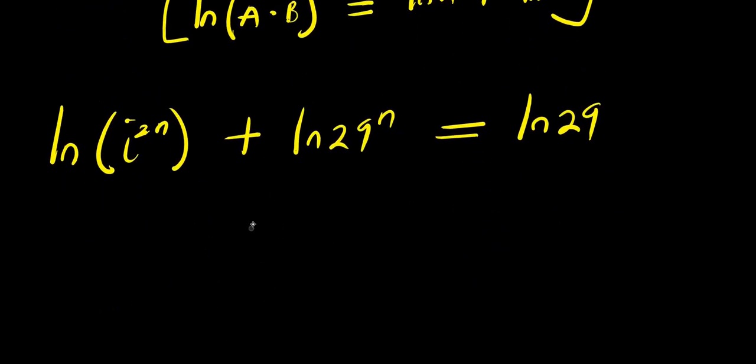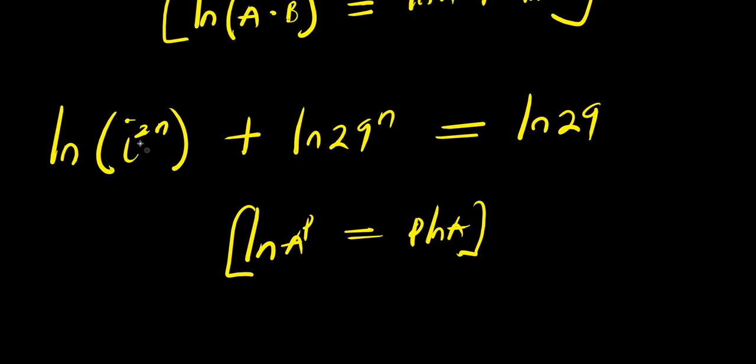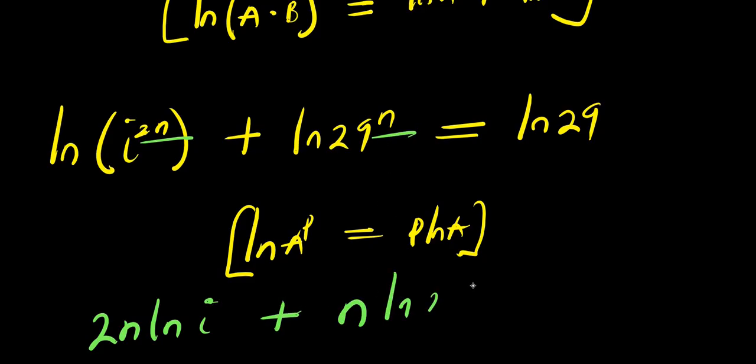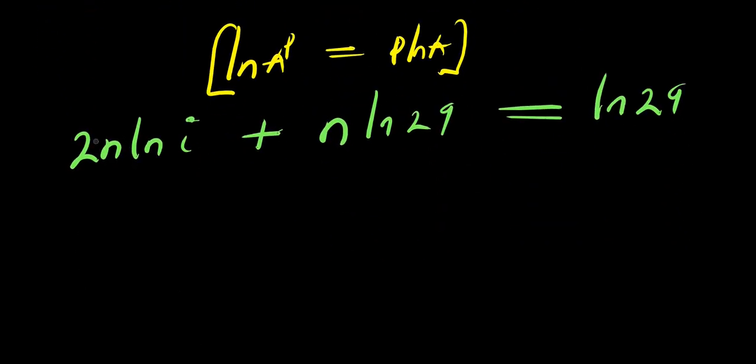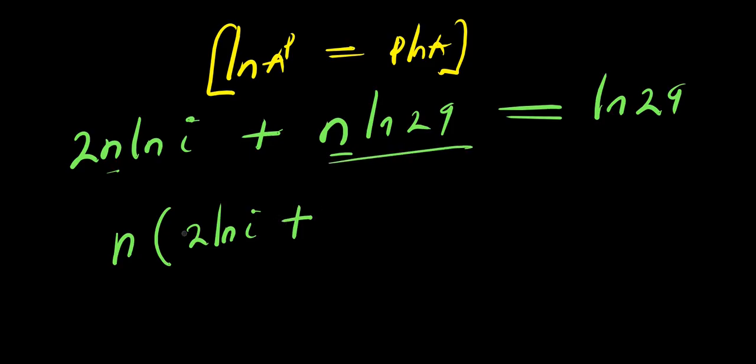Also, if you have ln of a^b, this equals b times ln a. So the 2n will come behind this. I have 2n times the natural log of i, plus the same thing happens here: we have n times the natural log of 29 equals the natural log of 29. Now there is n here, there is n here, I can factor that out. I have n times (2 times the natural log of i plus the natural log of 29) equals the natural log of 29.